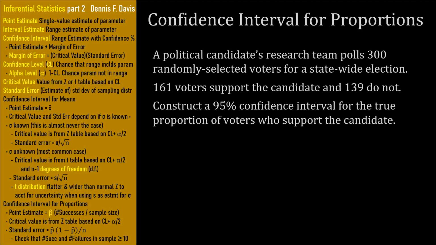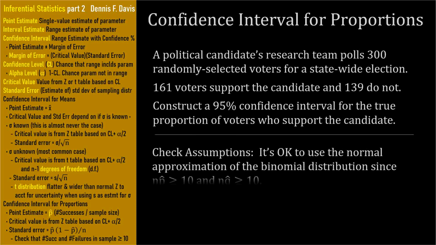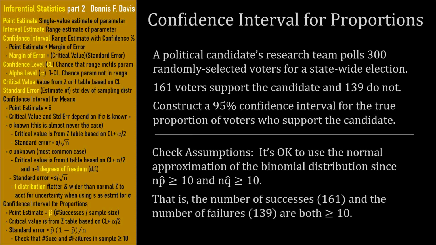First, let's check the assumption that we can use the normal curve. N p hat and N q hat are both greater than or equal to 10. That is, 161 and 139 are both greater than or equal to 10. So we can use the normal curve and table to find the critical value.